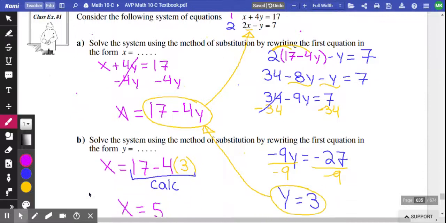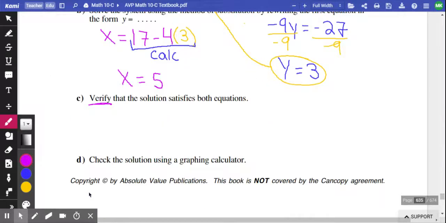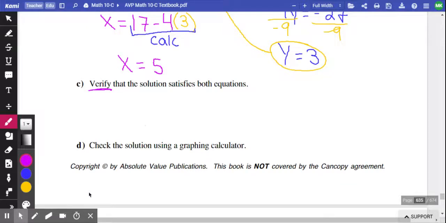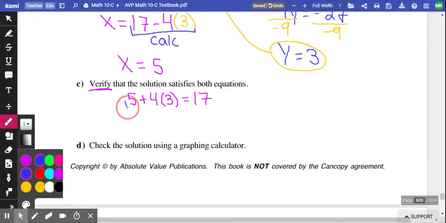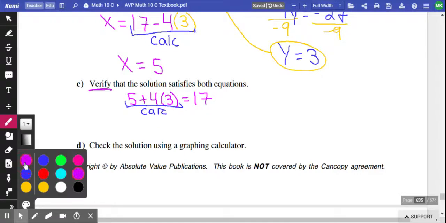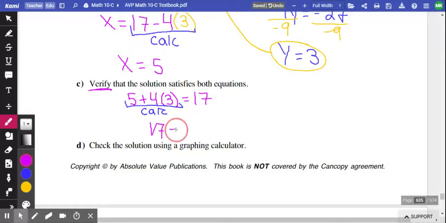When you do that, it should look like this. So I'm changing the first equation, x to be 5, so it's x plus 4 times y, that's 4 times 3, equals 17. If my solution actually works, then when I calculate this, it should equal 17. If you put that in your calculator, you end up with 17 equals 17. I have now verified that the first equation works.